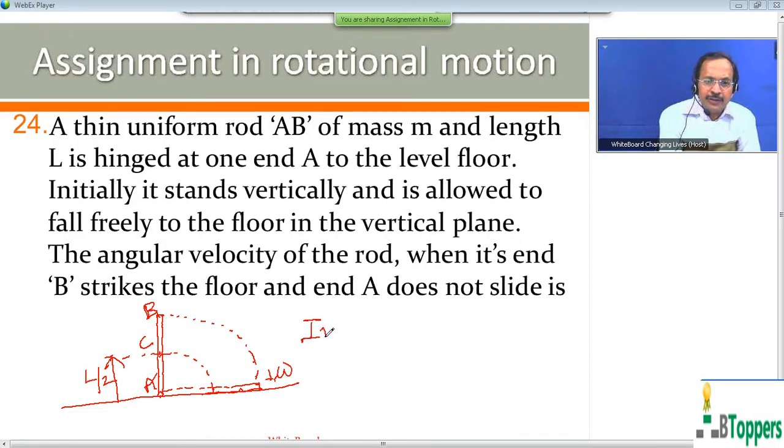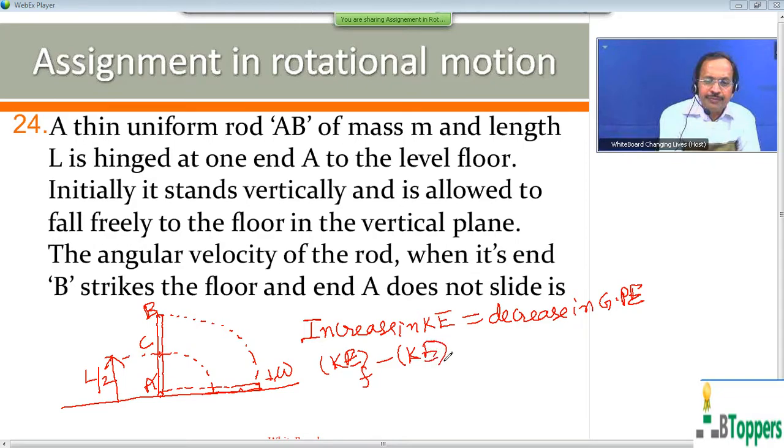Applying conservation of energy, you can write that the increase in the kinetic energy of the rod at the instant just before it strikes the floor can be equated to the decrease in the gravitational potential energy of the rod. So the increase in the kinetic energy of the rod is equal to the final kinetic energy of the rod at the instant just before it strikes the floor minus the initial kinetic energy of the rod in the vertical position.